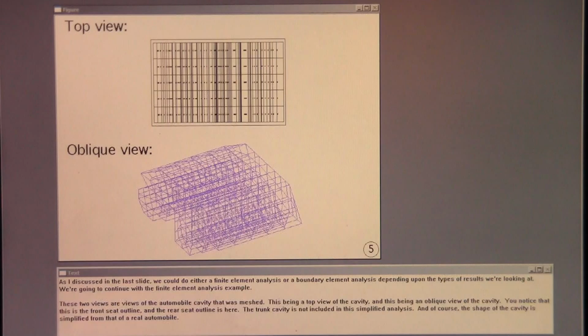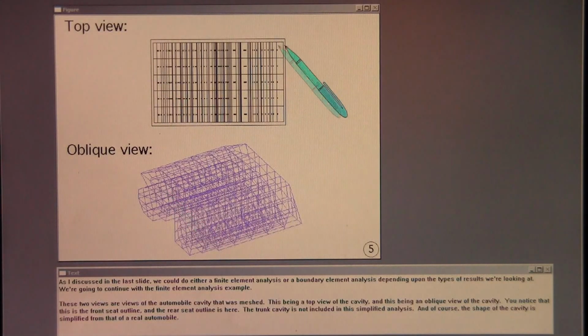These two views are views of the automobile cavity that was meshed, this being a top view of the cavity and this being an oblique view of the cavity. You notice that this is the front seat outline, and the rear seat outline is here. The trunk cavity is not included in this simplified analysis. And of course, the shape of the cavity is simplified from that of a real automobile.